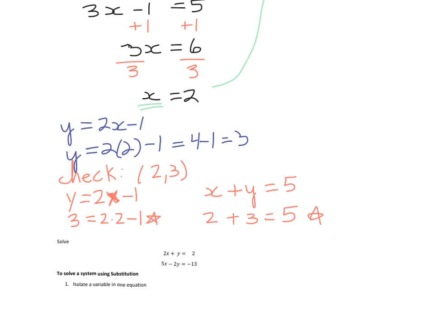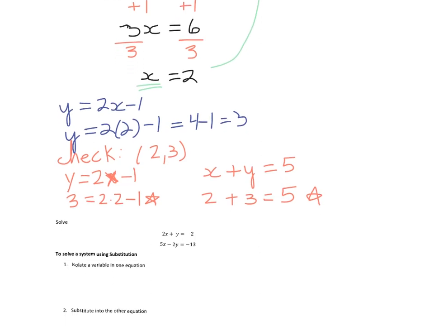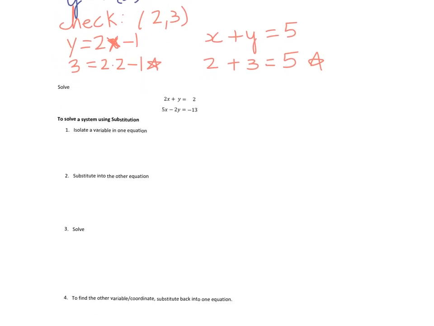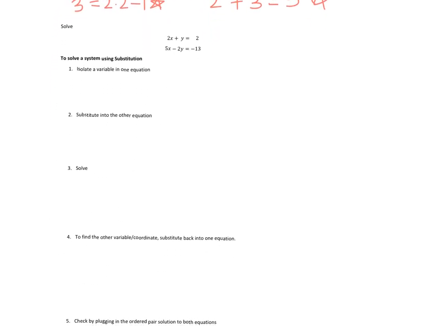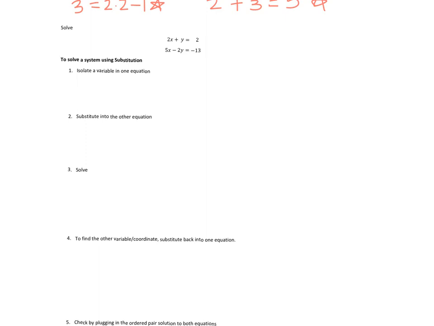Let's look at a more complicated example and write out the steps of the substitution method. All right, so we're going to solve this system. And our first step in solving this system is to isolate a variable in one equation. So let's look at our system. If we had to solve for a variable, what would be the easiest variable to solve for? I would say this y, because the coefficient of the y is 1. Okay, so I'm choosing y just because it seems a little bit easier to me.